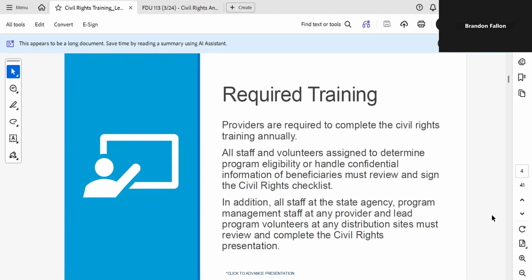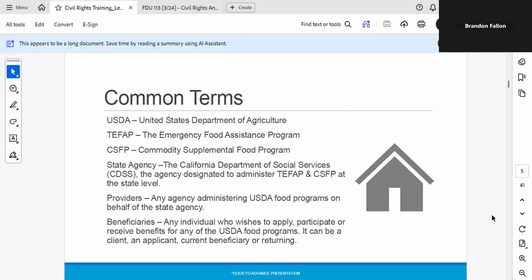Required training. Providers are required to complete the civil rights training annually. All staff and volunteers assigned to determine program eligibility or handle confidential information of beneficiaries must review and sign the civil rights checklists. In addition, all staff and state agency program manager staff and any provider and lead program volunteers at any distribution sites must review and complete the civil rights presentation.